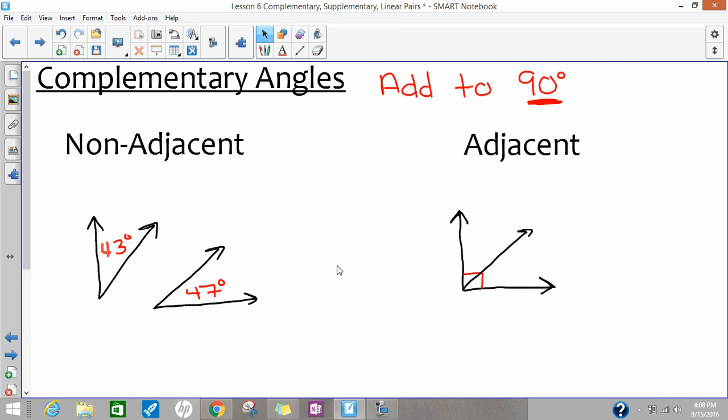If these are adjacent angles, it'll look something like this. It means they come together and they make a right angle, which is 90 degrees. So even though we don't know the measures of these two angles, because they are adjacent, meaning they share a vertex, and they make a right angle, they're complementary.